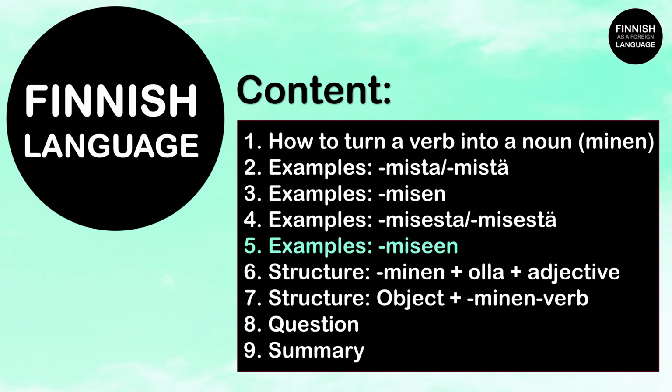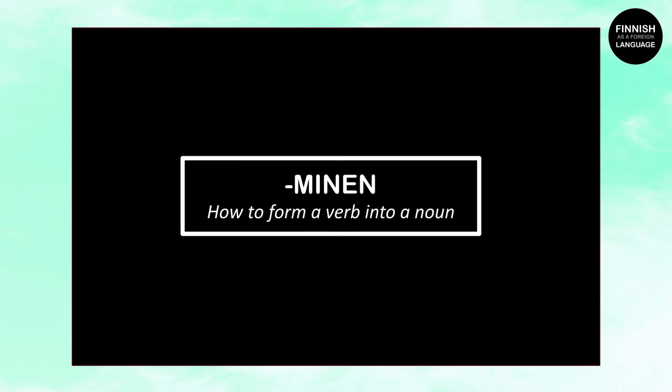Later on we'll also learn about two important sentence structures: how to form a sentence that combines the -minen form plus the verb olla plus an adjective, and the second one is how to form a sentence that includes an object which refers to the -minen verb. Then we'll carry on with learning how to form questions, and at the very end of this video we are going to recap quickly again when to use -minen, -mista and -misesta in a sentence. So let's start right away with our first topic, how to turn a verb into a noun.